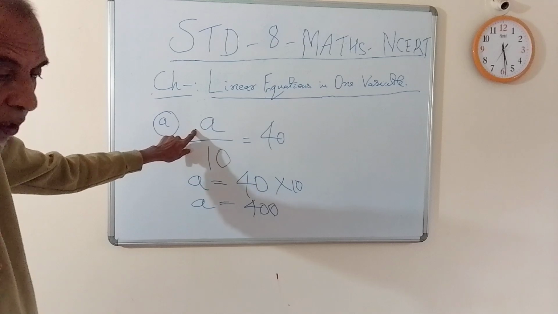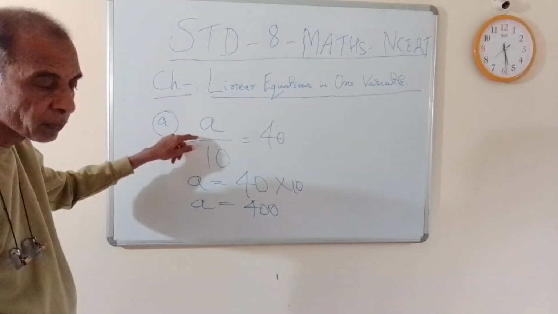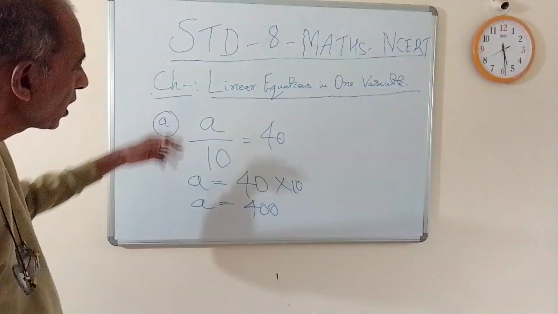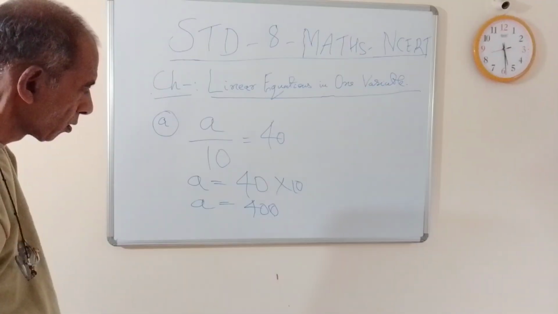Now for example, take the value of, again we'll take say 10 apples.